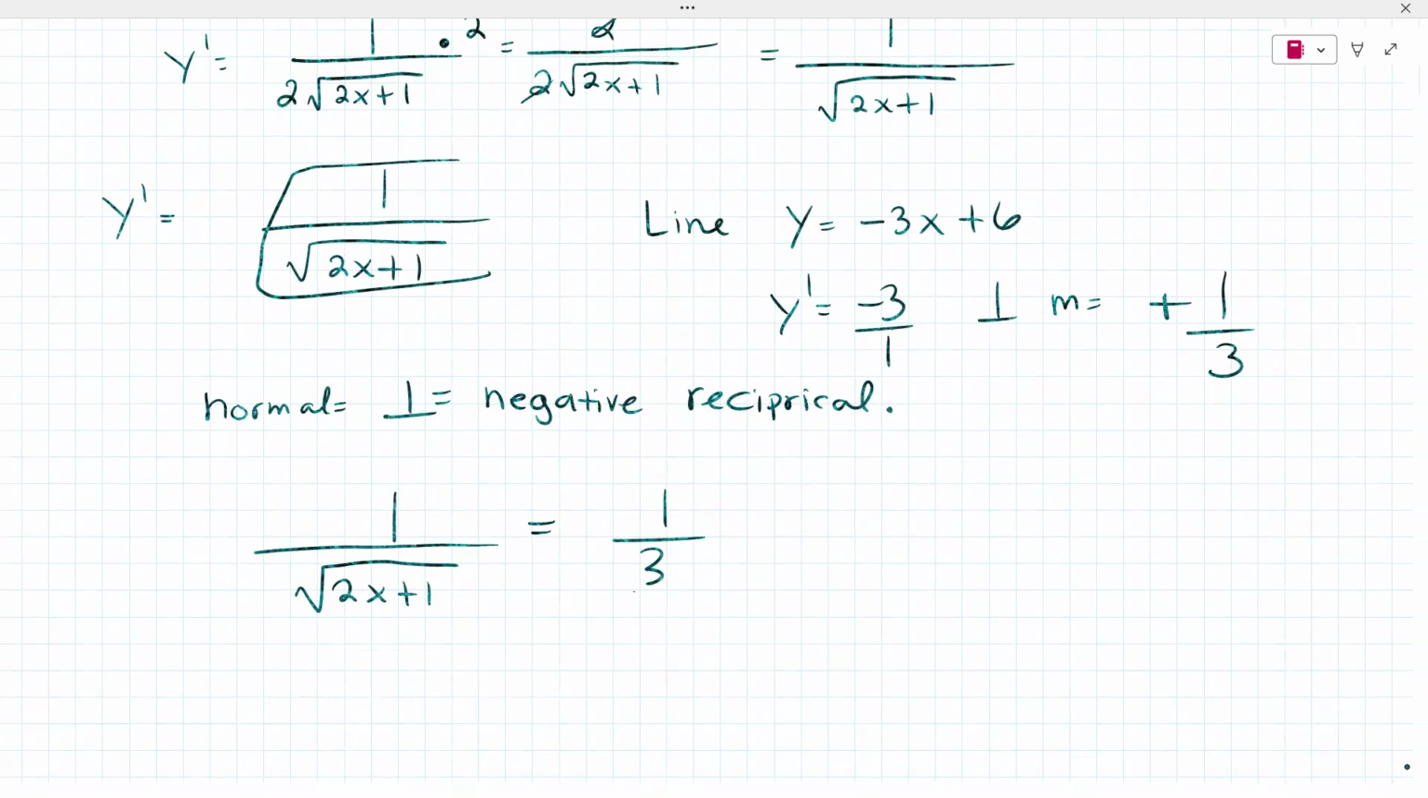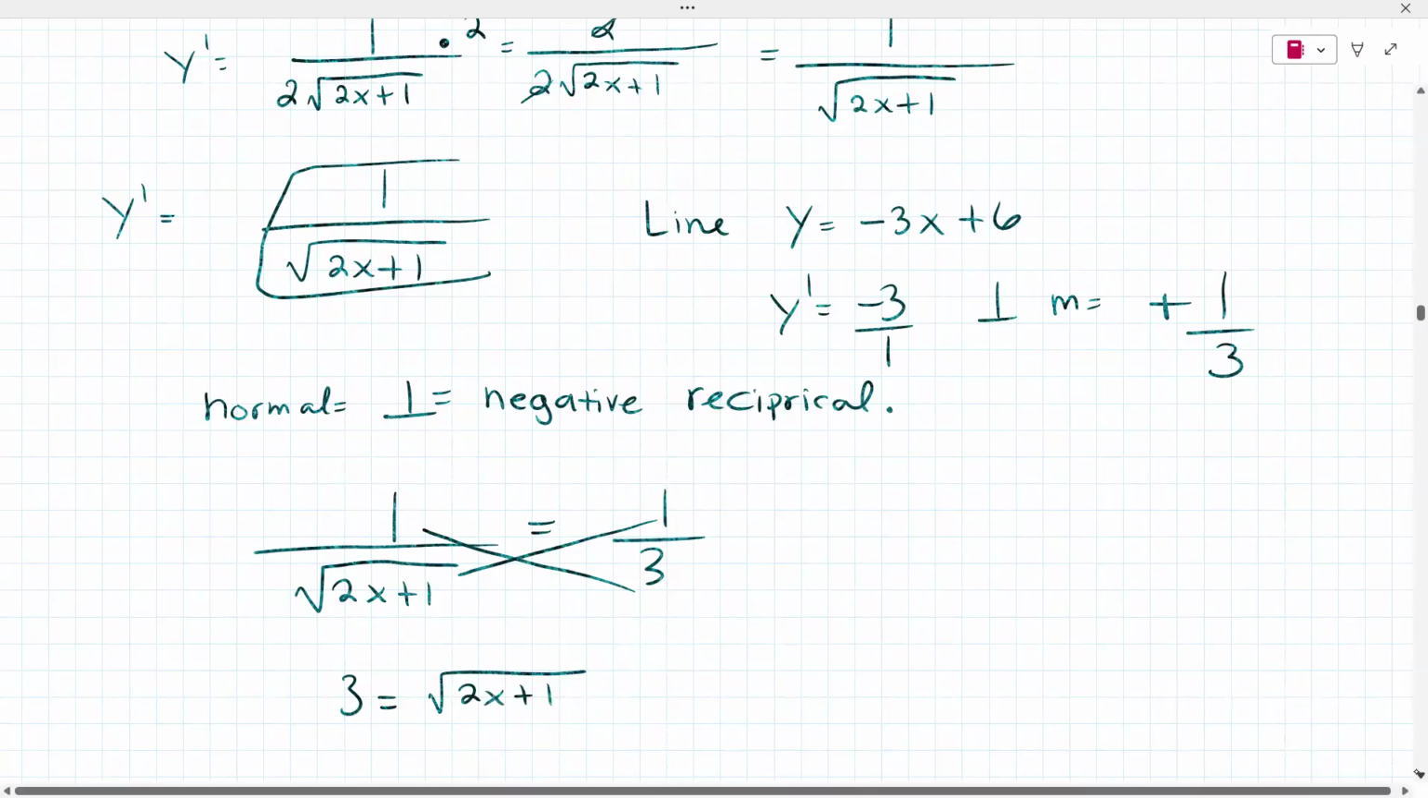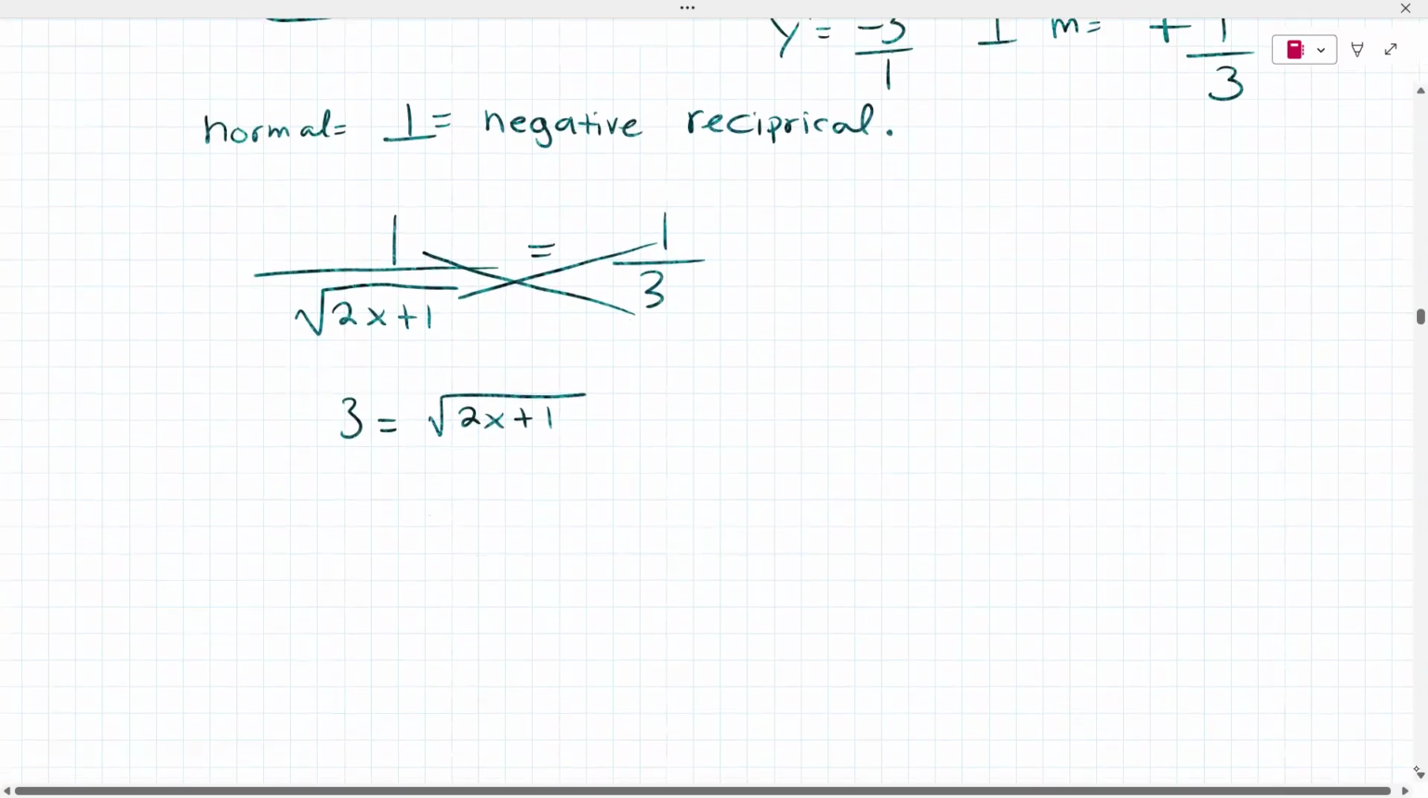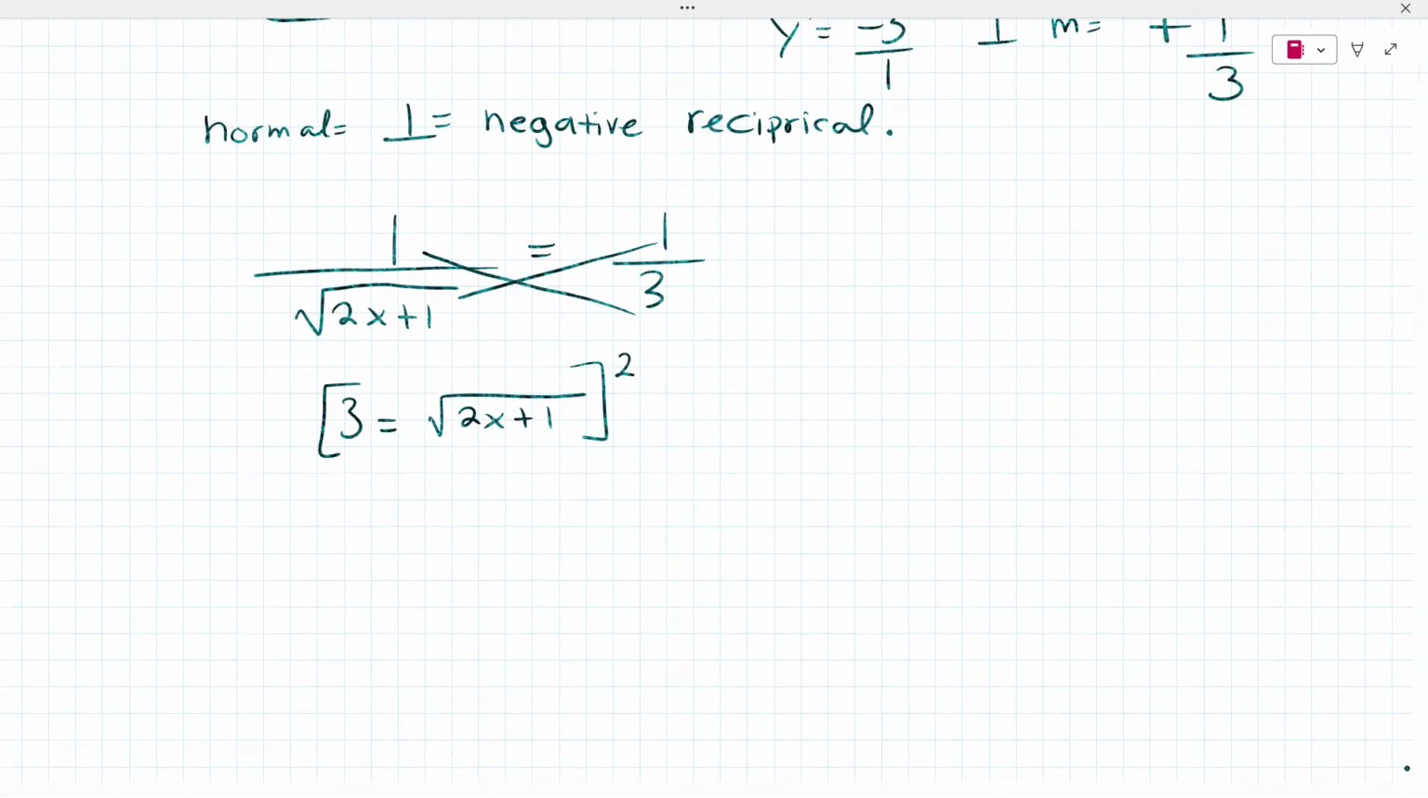So what I would do next is cross multiply. So 1 times 3 is 3, and then 1 times that is just itself. Okay, continue solving for x. So I would get rid of the radical by squaring both sides. 3 squared is 9. When you square the radical, it just disappears. And then go ahead and continue solving for x. So I'm going to subtract 1. So 9 minus 1 is 8. Solve for x by dividing both sides by 2. And x equals 4.